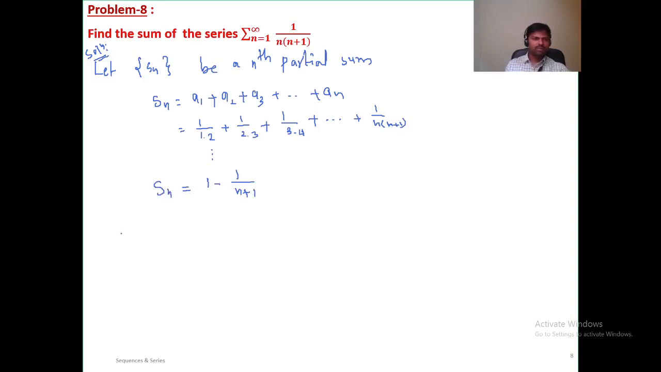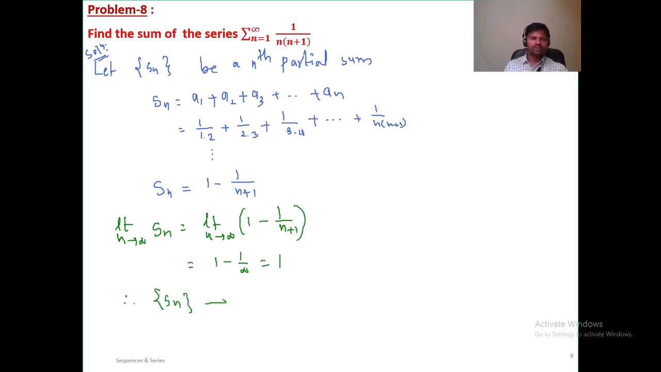Now at what number this sequence converges, let us find out. So limit n tends to infinity, what is Sn? 1 minus 1 upon n plus 1. So sequence of nth partial sum, what is this answer? It will be 1 minus 1 by infinity, that is 1. So therefore conclusion is, sequence of nth partial sum is converging to 1.